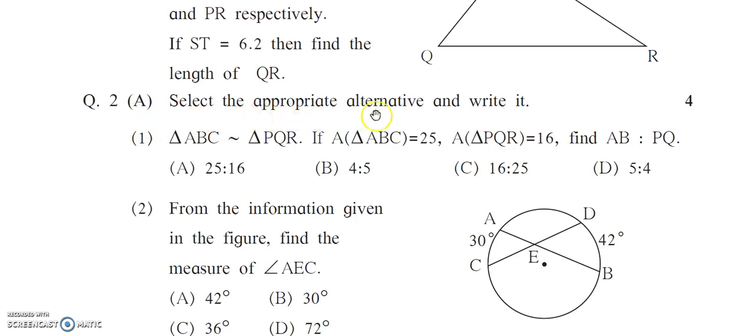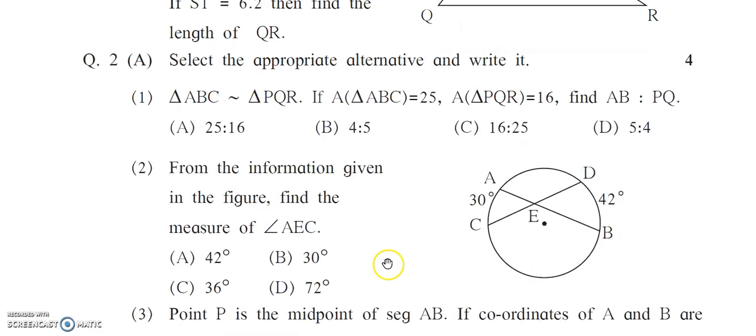Question number 2a. Select the appropriate alternative. Triangle ABC is similar to triangle PQR. If area of the triangle ABC is equal to 25, area of the triangle PQR is equal to 16, then find the ratio ABC to PQR. Therefore, area of the triangle ABC upon area of triangle PQR is equal to AB square upon PQ square. Therefore, 25 upon 16, and take the square root on both sides. Therefore, 5 is to 4. Therefore, D option is the correct answer.